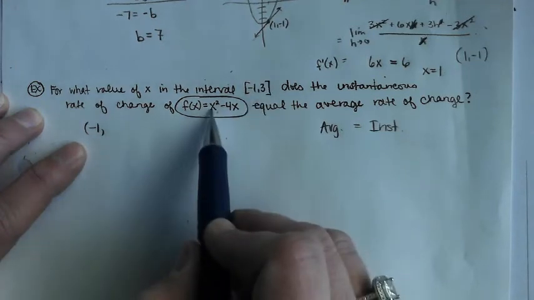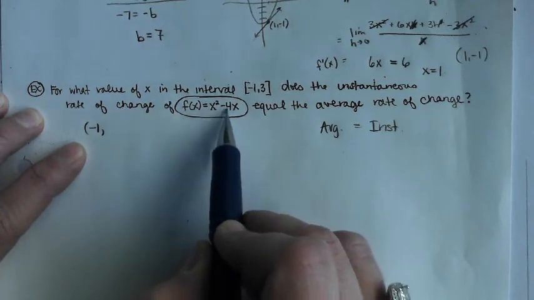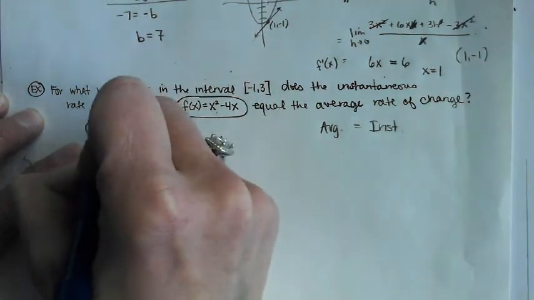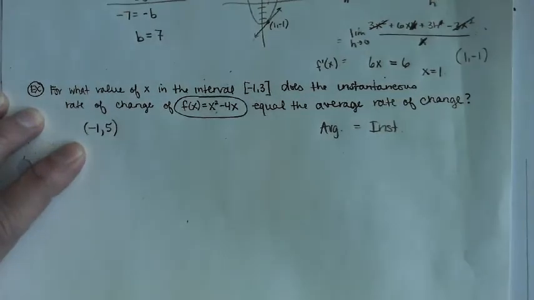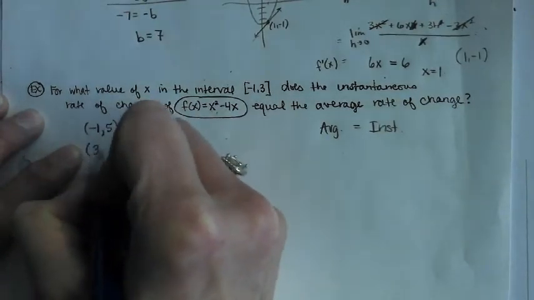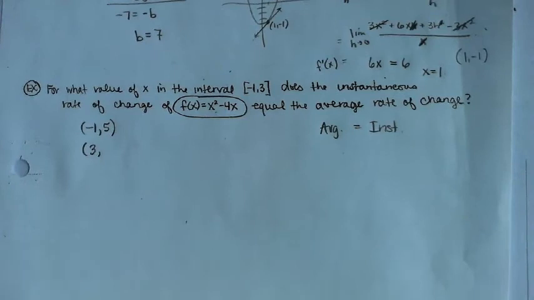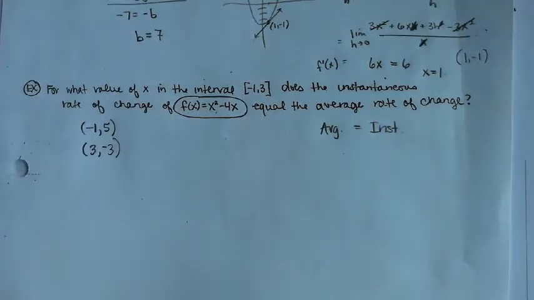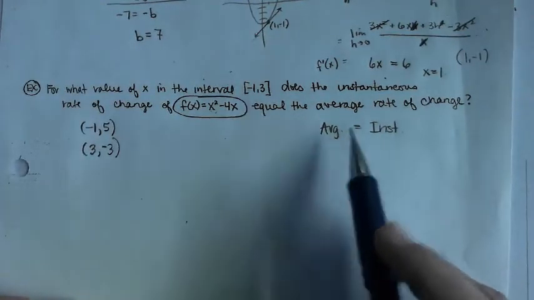-1 squared is 1. Minus 4 times -1 is +4, so 1 plus 4 is 5. So there's the point on our curve at -1. The point on our curve at 3 is what? -3. So with those 2 points, I can find our average rate of change.